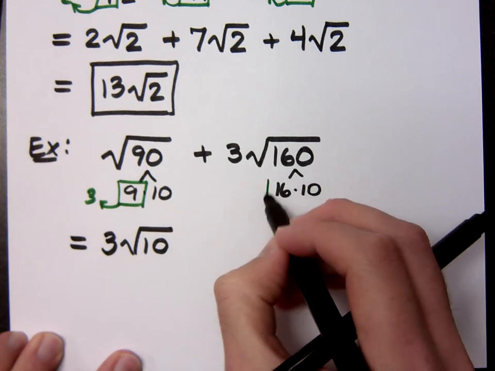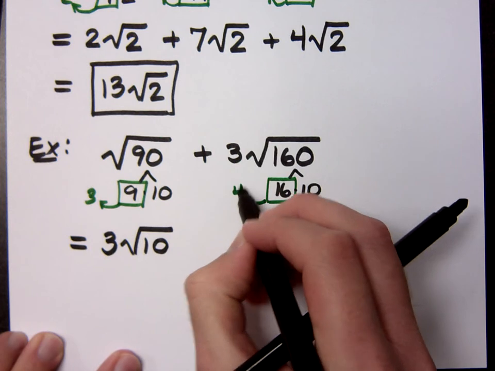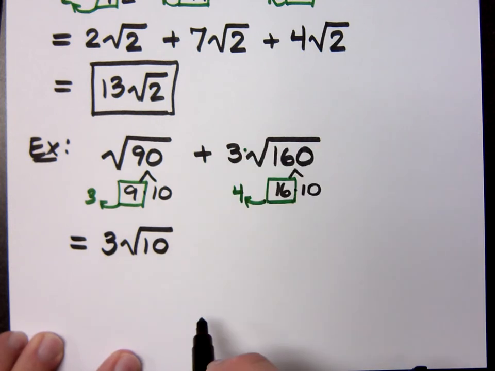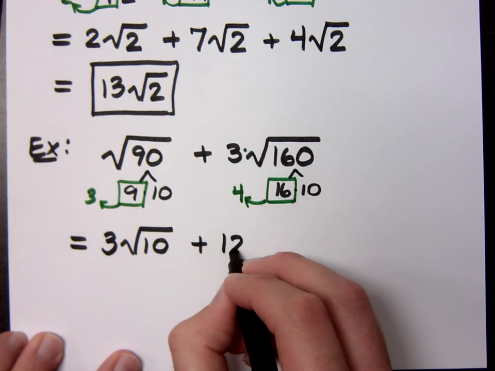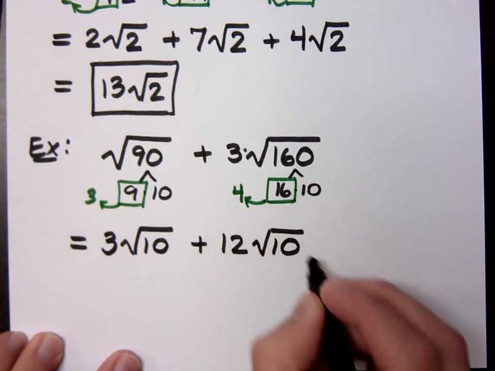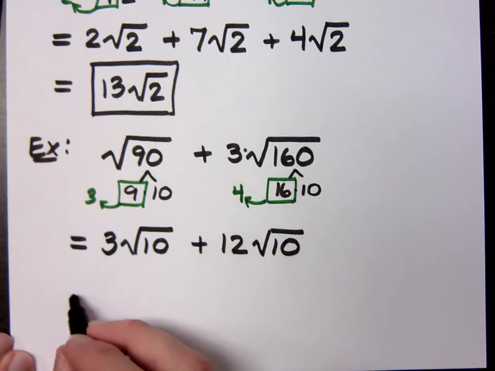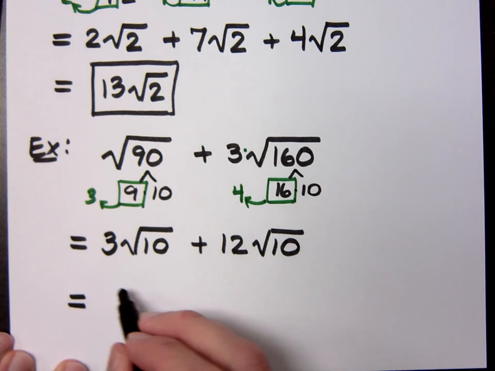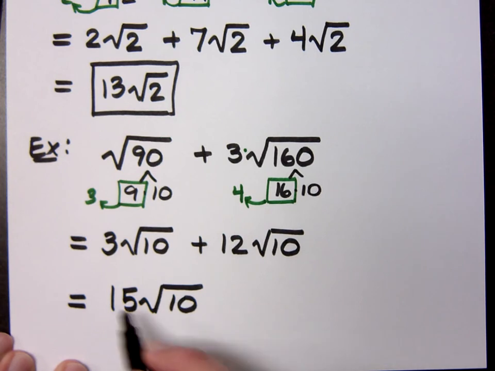And that'd be 4 times 3. Since there's already a 3 out here, it's going to be 3 times 4, and I get 12 square roots of 10. So then what do I have? 15 square roots of 10. I get 15 times the square root of 10.